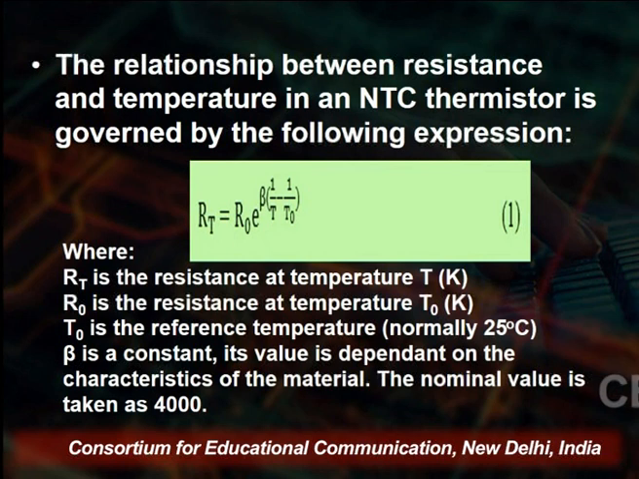These are the most common type of thermistor. The relationship between the resistance and the temperature in the NTC thermistor is as follows: R_T is equal to R naught e to the power beta (1 by T minus 1 by T naught).